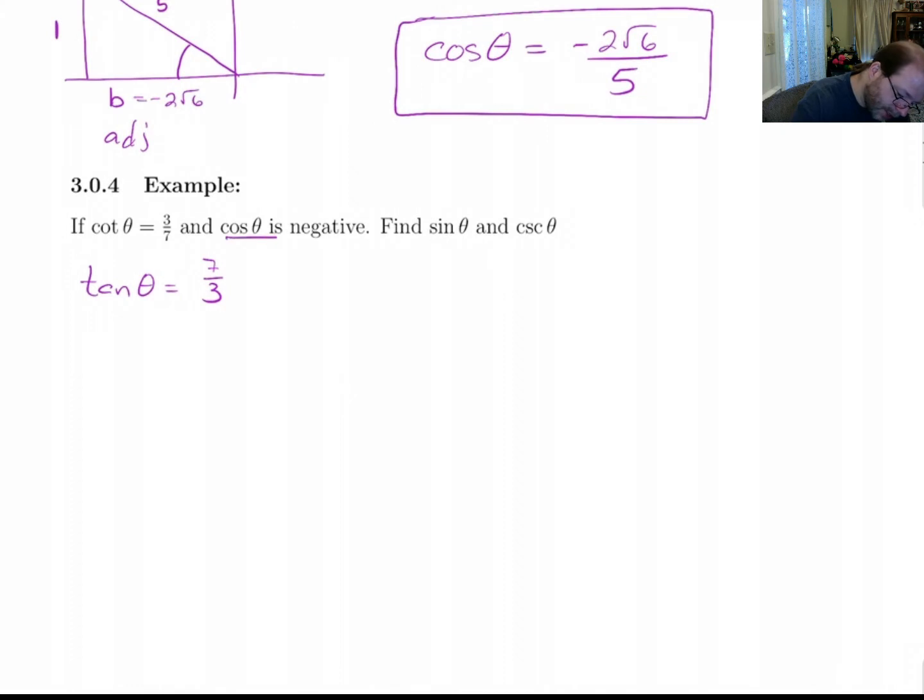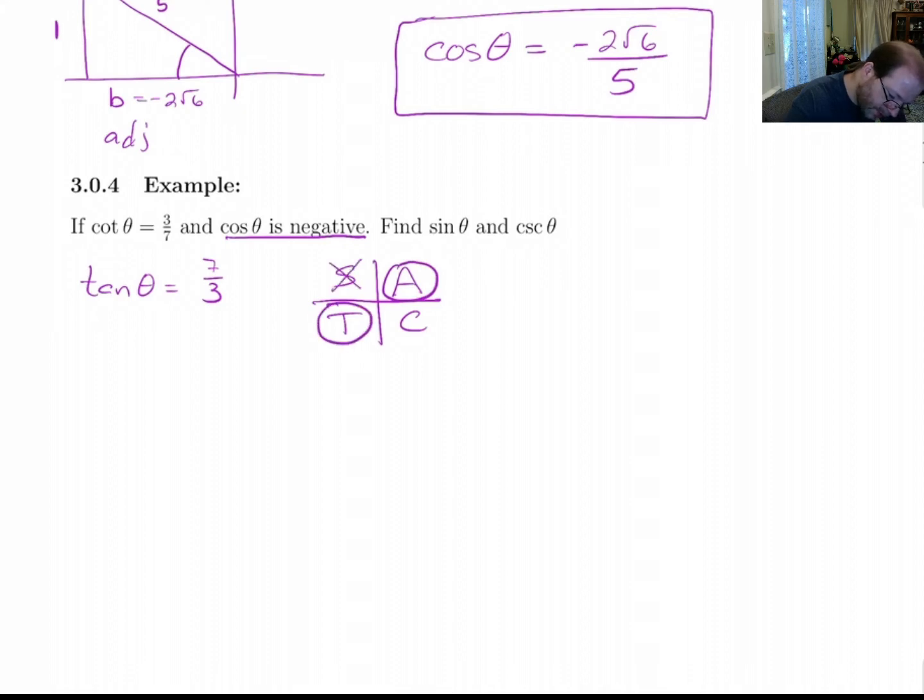All right, cosine is negative, so we can look at our quadrants and figure out A, S, T, C. Now notice tangent here is positive, so that means that it's either going to be this quadrant or this quadrant. It can't be either of these. Then also, because cosine is negative, we know that here in the first quadrant cosine is positive, so we can get rid of that one. This tells us that we have to be here in quadrant 3.